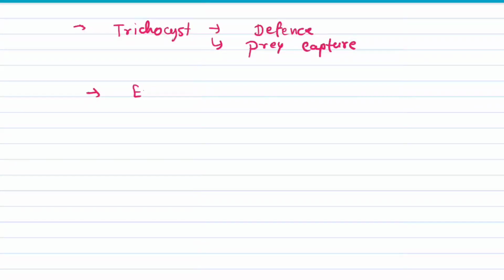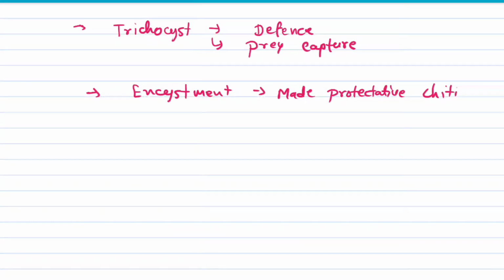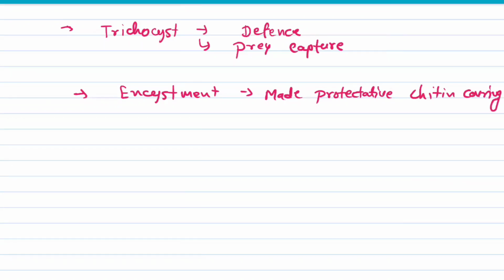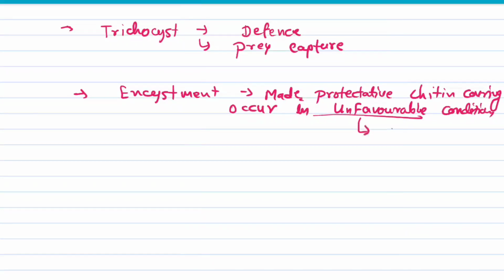And then a new term also comes, encystment. So what is encystment? It is a protective covering, a chitinous protective covering made outside the protozoan in unfavorable conditions. We say protective chitinous covering because that covering is made up of the polysaccharide chitin. This process occurs in unfavorable conditions, like food scarcity.